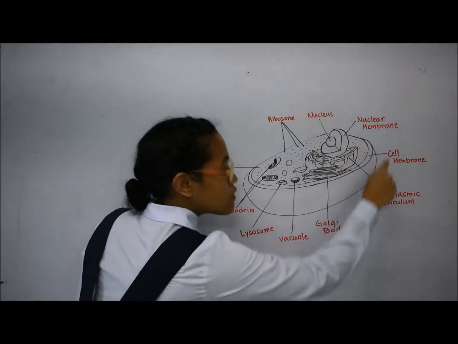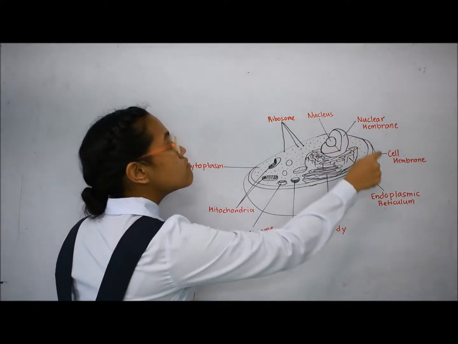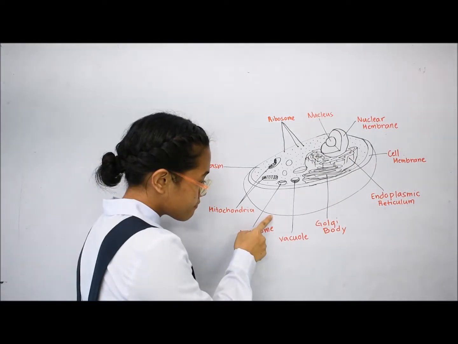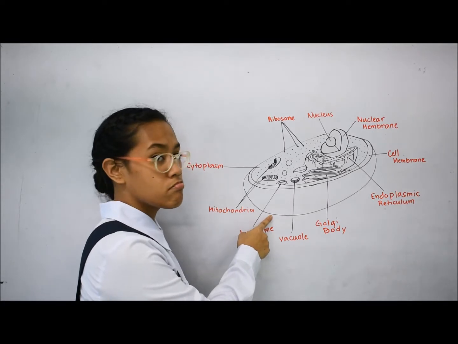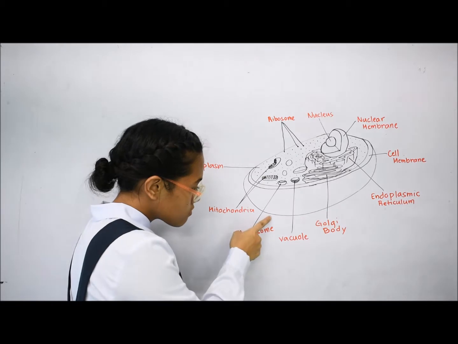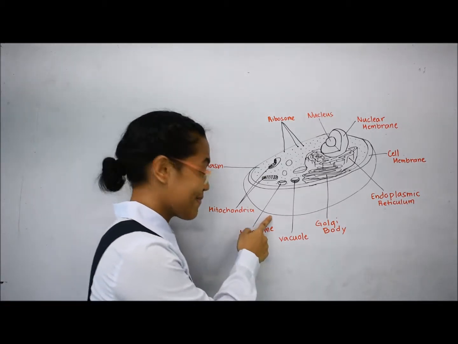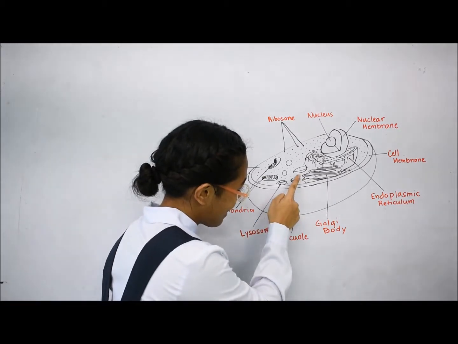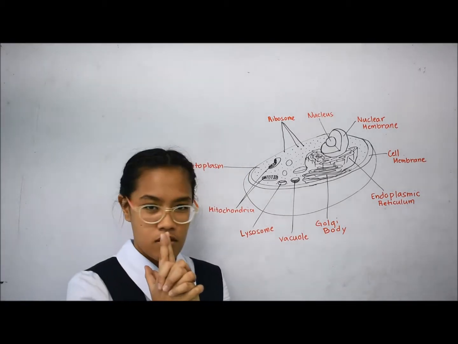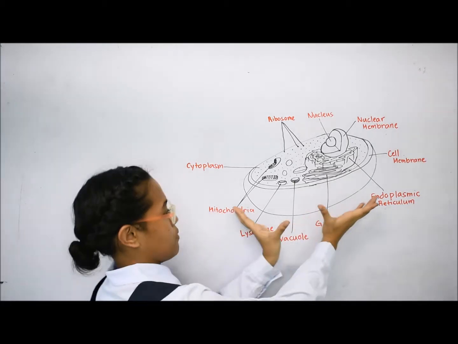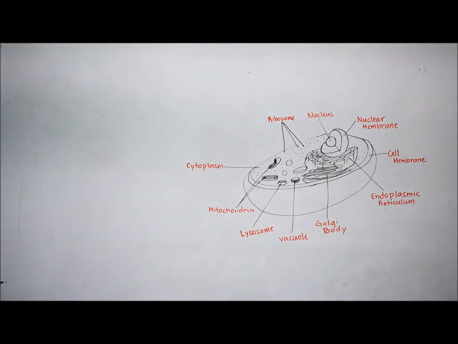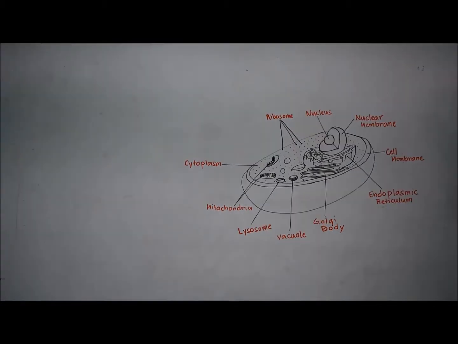The first one on our list is the cell membrane. It surrounds the whole cell and it is in charge of saying no or saying yes to a foreign object and then letting it inside the cell. It also provides protection and support for the cell. The cell membrane can be found in both plant and animal cells.